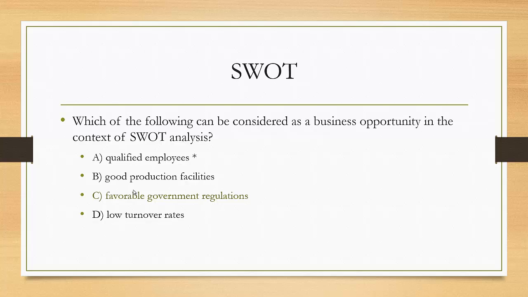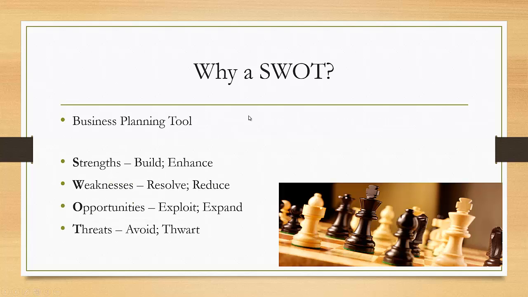That's something we have no control over. And so that makes it external, and that's why it's going to either be an opportunity or a threat. In the case of a business, we want favorable government regulations, so it will be an opportunity. So whenever you're identifying anything for a SWOT, pay attention to whether it's an internal factor or an external factor.